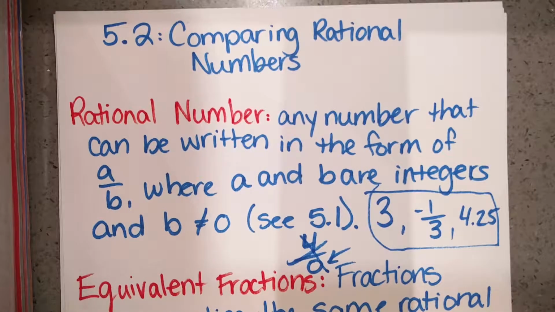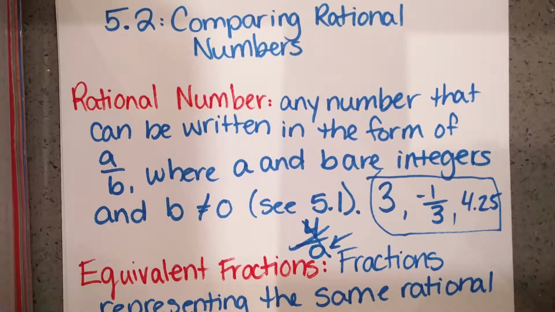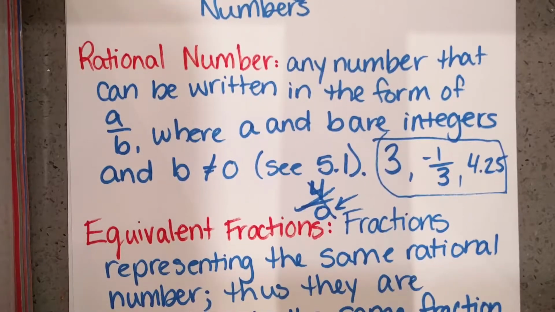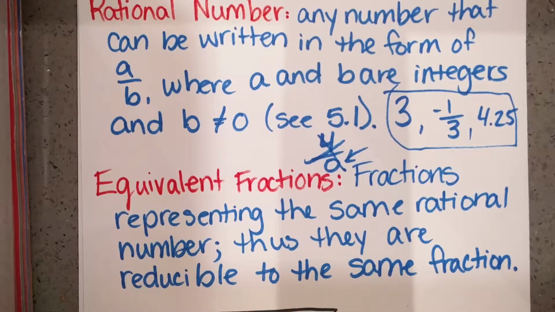The next thing that's essential to talk about in order to compare rational numbers is equivalent fractions. What is an equivalent fraction? Well, I just took this definition from the book. It's on page 186 if you're interested in following along. Equivalent fractions just represent the same number, so they're reducible to the same fraction.